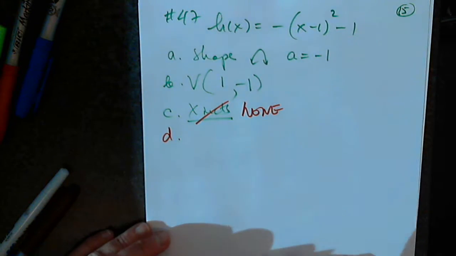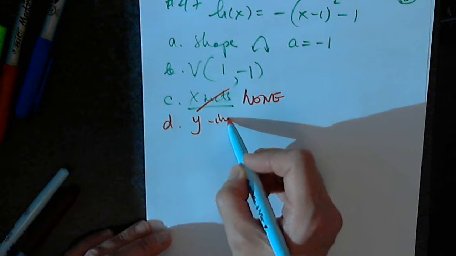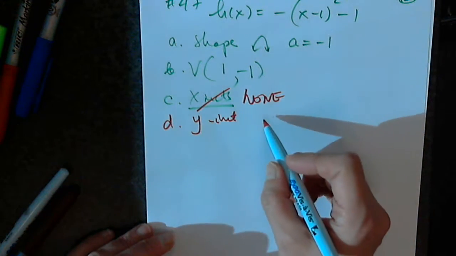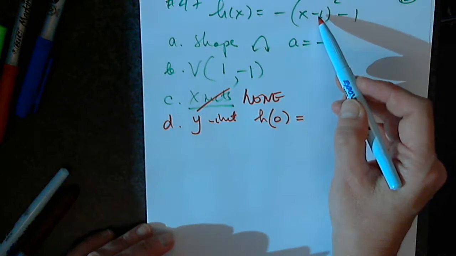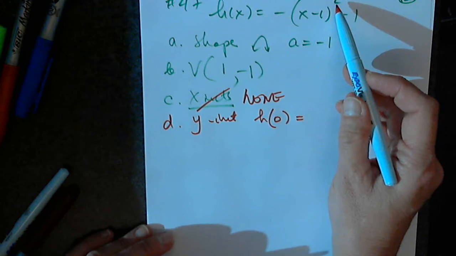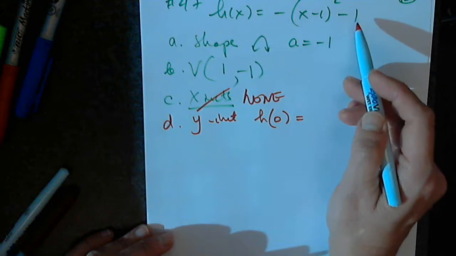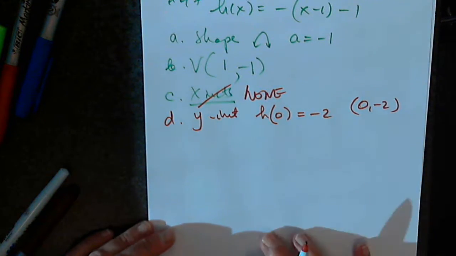Part D, axis of symmetry. I'm sorry, I forgot, y-intercept. How do I get the y-intercept? Make it 0 for x, h of 0. How much is 0 minus 1? Negative 1 squared, with a negative in front. Negative 1. Negative 1 minus 1. So negative 2. So 0 comma negative 2.